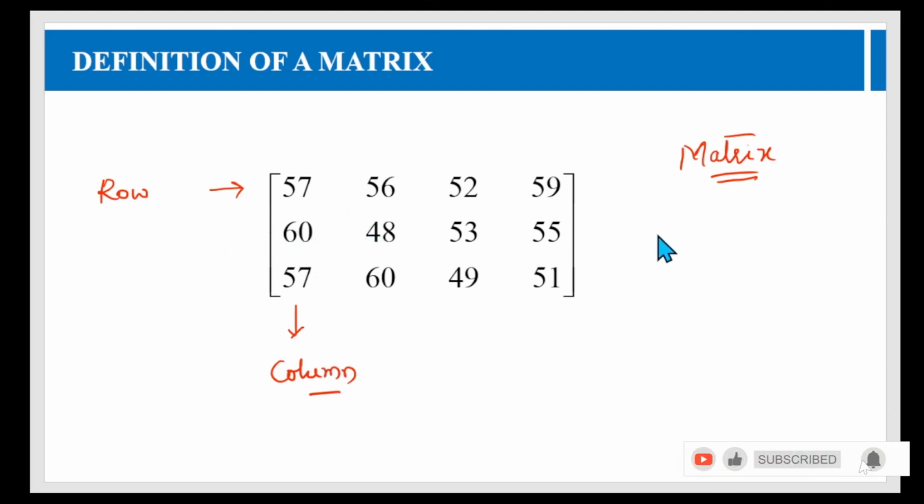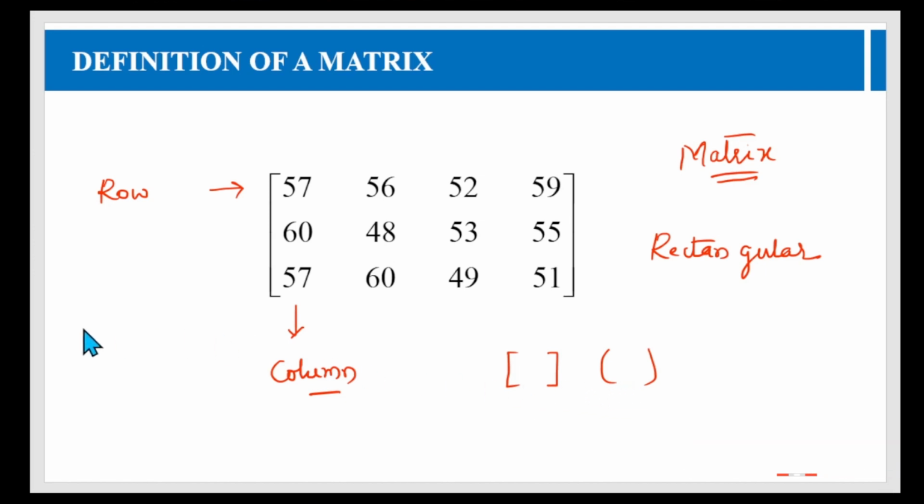In particular, they use the word rectangular arrangement because it is in the form of a rectangle. Now, what is the definition of matrix? A rectangular arrangement of numbers or it may be objects in rows and columns enclosed within the brackets is called a matrix. And the brackets you are going to use here, either you can use square brackets or you can also use common brackets. You can use square brackets, you can use common brackets.